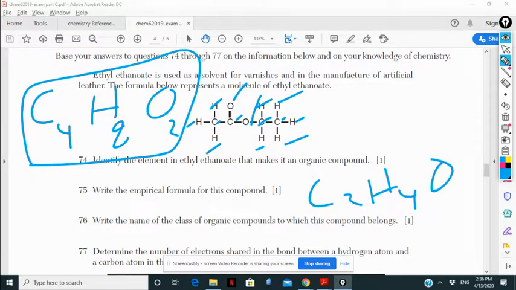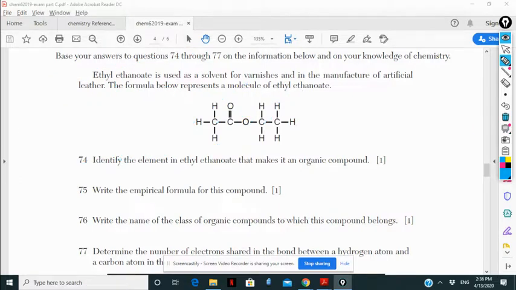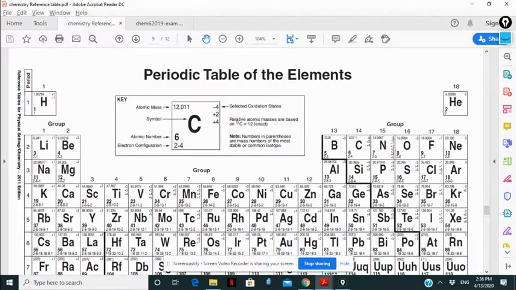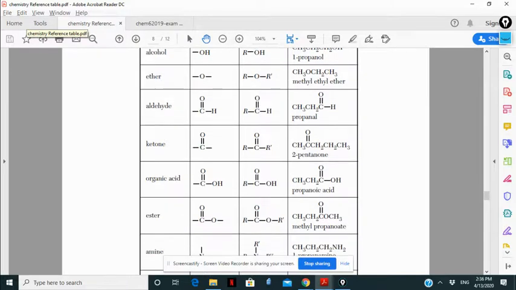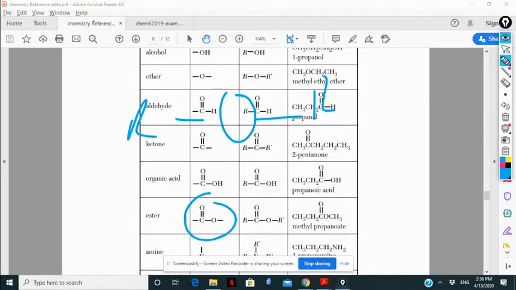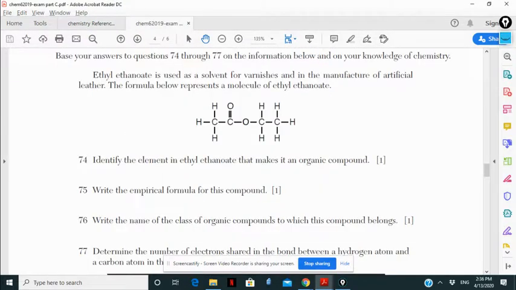Now the empirical formula, I have to simplify it, so it's C2H4O. The name of the class, so where is the functional group here? C double bond O, and here I have R and there I have R. So I go to the reference sheet and see which one, C double bond O, that's ester. So I go here, the group is ester.